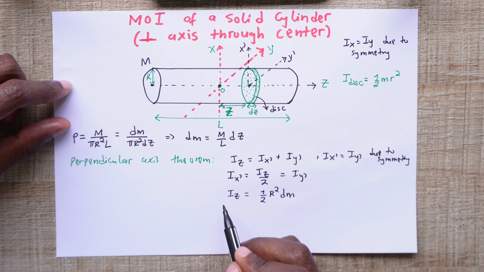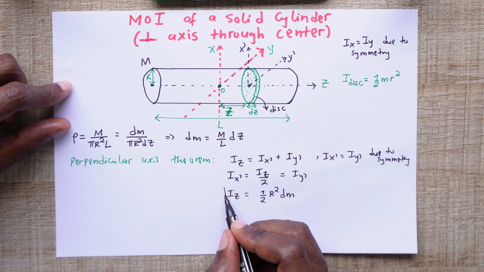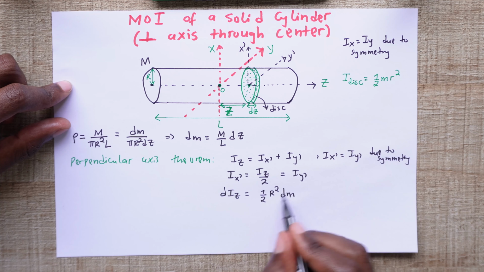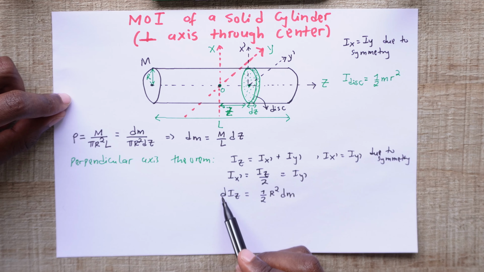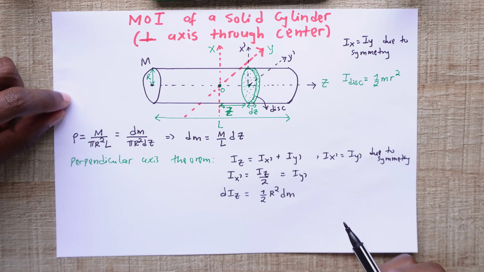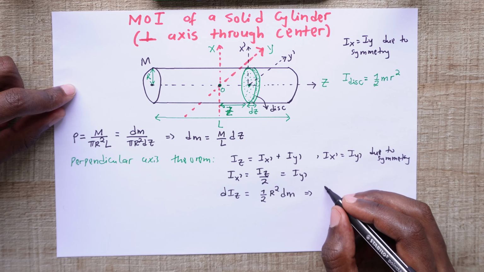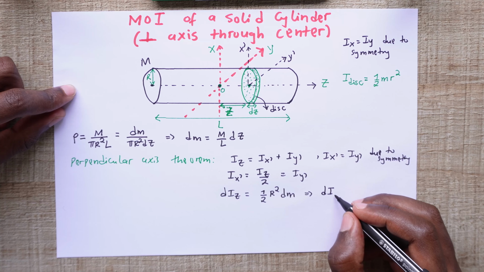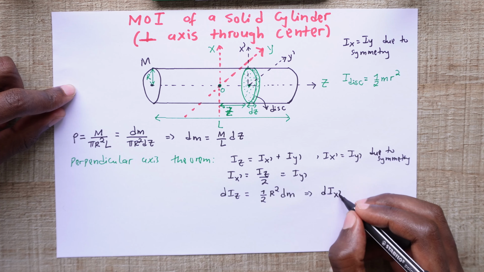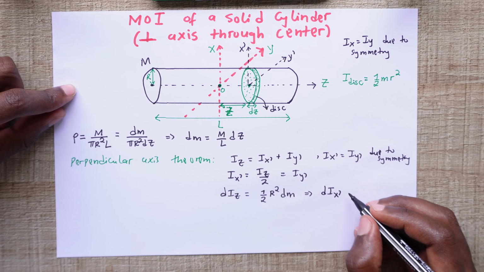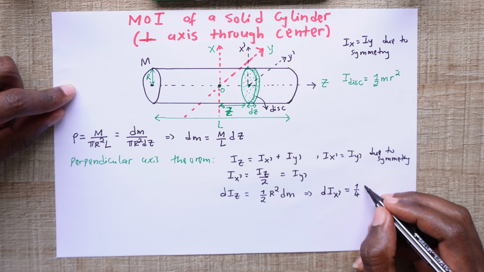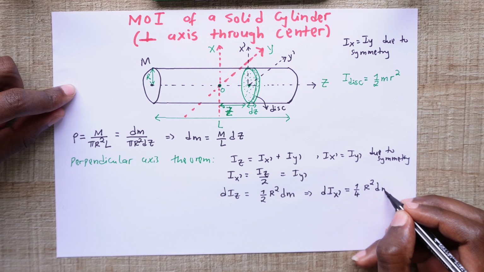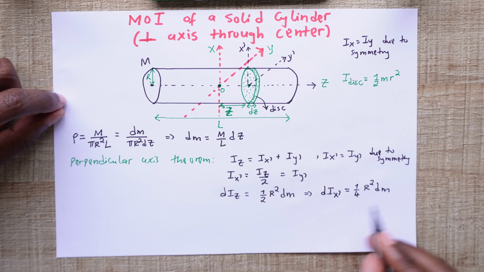Later on we are going to integrate. Actually, I could have called this dIz just for clarity. We can call that dIz since we are dealing with dm, so that things should be clear. So here we have dIz, which means that dIx prime is just going to be half of this quantity, so 1/4 r squared dm. We're going to perform integrals later.